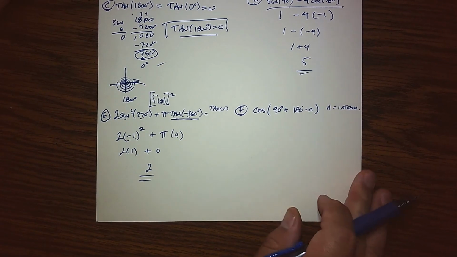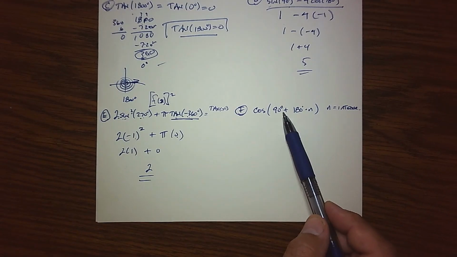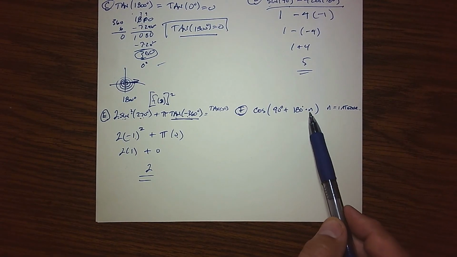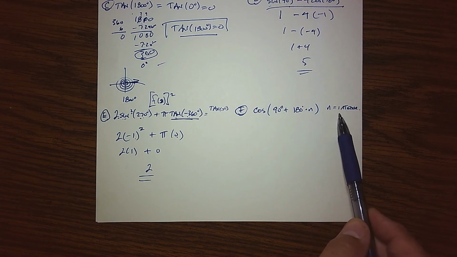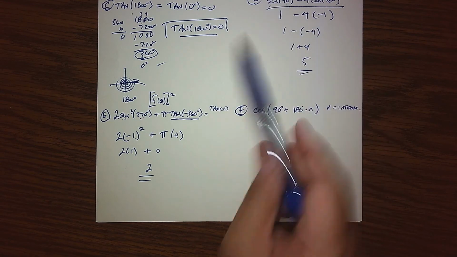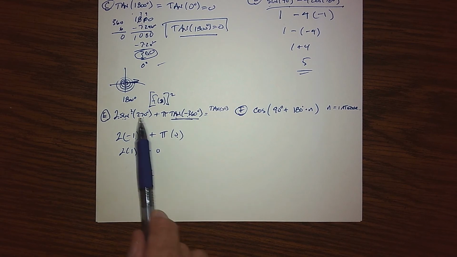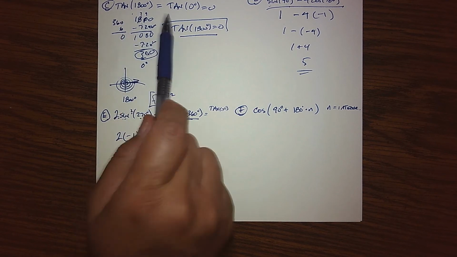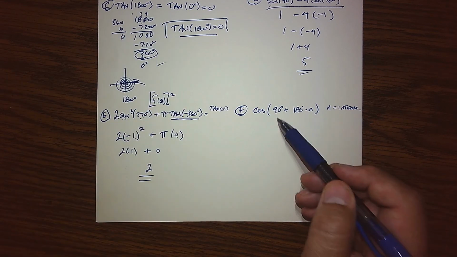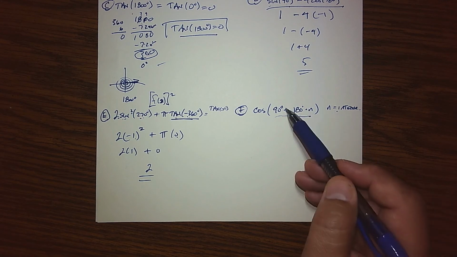This one's kind of weird, because we're taking the cosine of 90 degrees plus 180 times n, where n is any integer. So unfortunately, what makes this one really challenging, unlike the ones we've been doing, is the input's not fixed. In the earlier ones, the input was fixed. We figured out where we were, found the value, and went from there. Here, the input's constantly changing, because as n changes, so does the input.